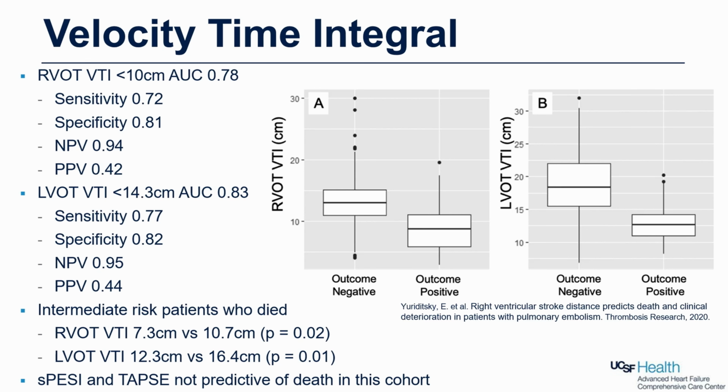Importantly, in this study, the relationships held up when you looked at an intermediate risk population, and both SPECI and TAPSI were not predictive of death in this cohort. And a lot of that came down to the fact that it was a relatively small cohort, but it's highlighting how sensitive both of these metrics are.